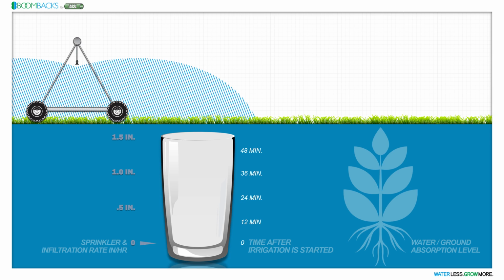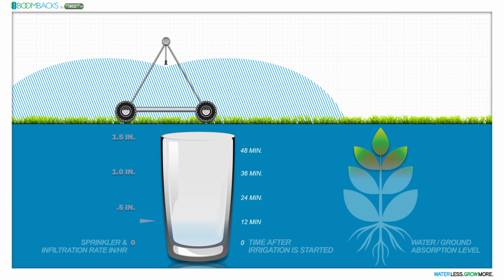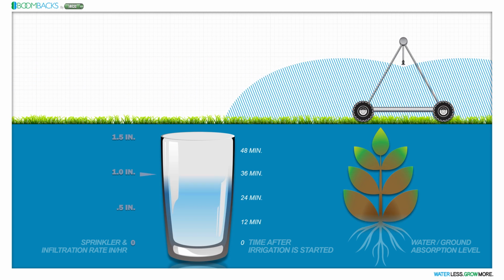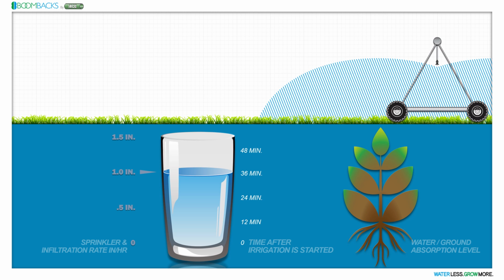What needs to be done? Typically, the first thing irrigators do when they see runoff is to speed up the pivot. What happens when you speed up the pivot? You reduce the depth of water applied across the entire field. In this case, we went from 1.25 inches in 48 minutes down to 1 inch in 36 minutes.